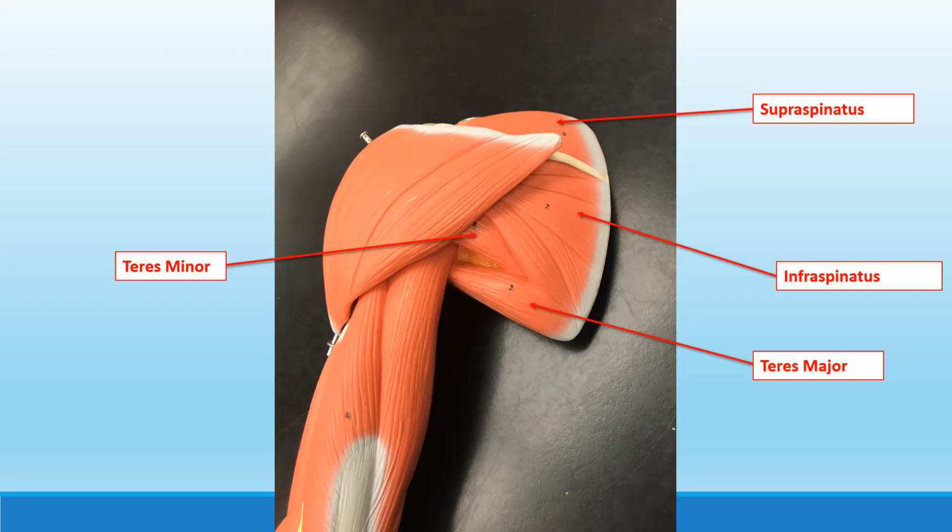All four of them. We only see three of them here. The fourth one is on the other side of the scapula. So we have the supraspinatus in the supraspinous fossa, the infraspinatus in the infraspinous fossa, the teres minor tucked underneath the infraspinatus. The teres major is not one of the rotator cuff muscles. Neither is the deltoid. There's the deltoid right there.